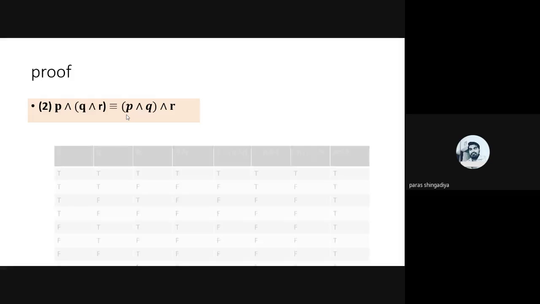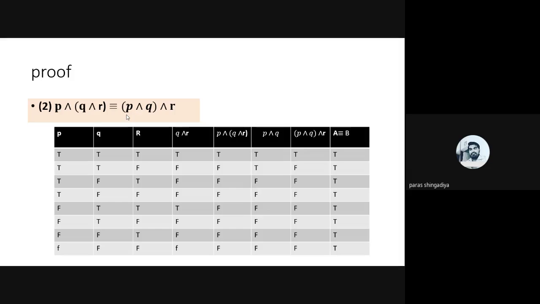Okay, so this is the first form of the proof, and that is the second one by using the AND operator, and that is the proof of the AND operator. Okay, just you can verify the columns P, Q, and R. Okay, and then after that we evaluate here Q and R.